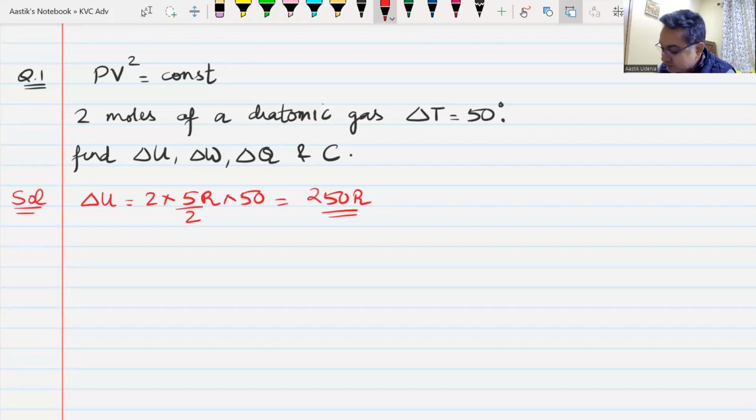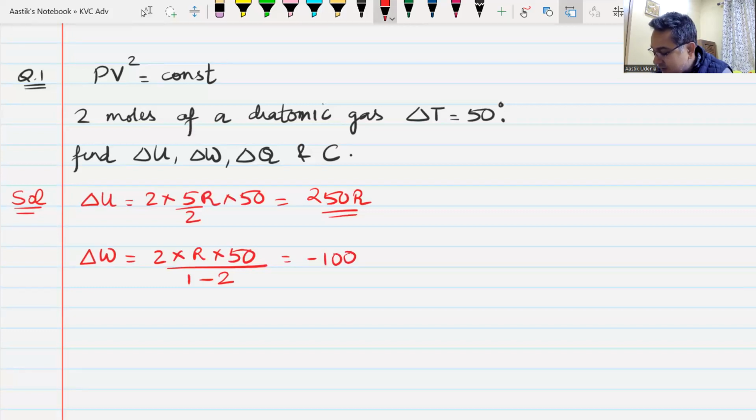Then work done in this process: minus 100 R. How did you get it? nR by 1 minus eta into delta T. n into R is R, into delta theta is 50, divided by 1 minus 2. And the answer is minus 100 R.